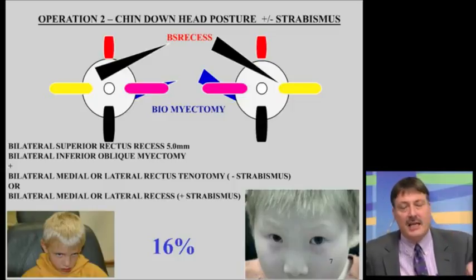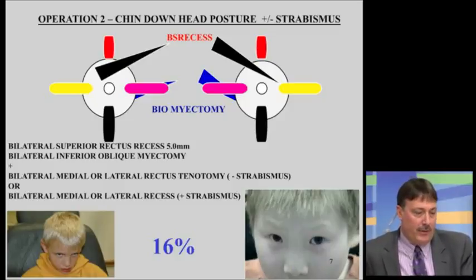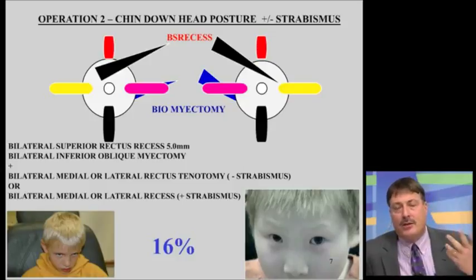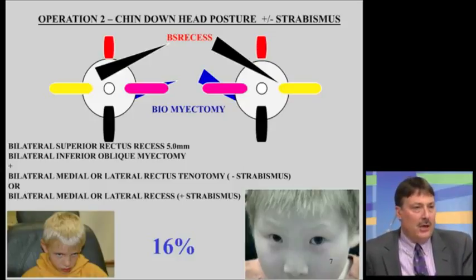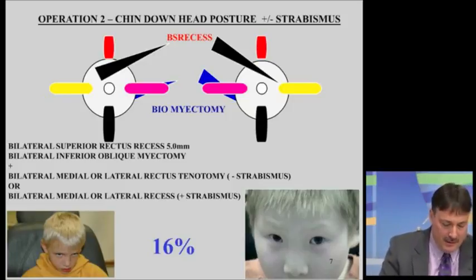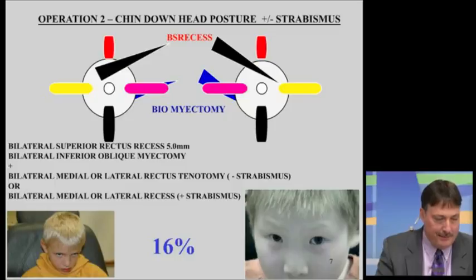So this is the second most common operation that I perform here in the hospital, and I combine inferior rectus recessions with superior rectus recessions with inferior oblique myectomies, and then I operate on 2 of the horizontal recti, either tenotomy and reattachment alone, or I do recessions for strabismus, ESO or EXO. And this is performed second most common.